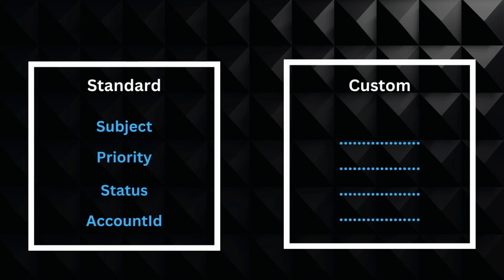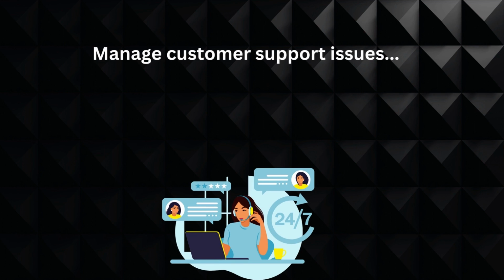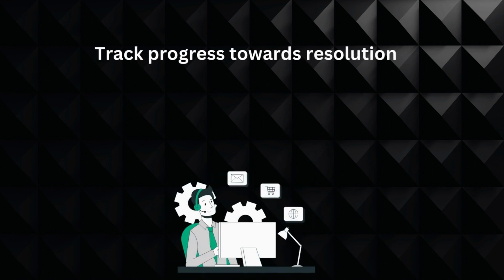Some common data points that are tracked include the case's subject, priority level, status, and the customer or account it is associated with. Additional fields can be added and customized to meet the specific needs of a business. The case object is a key part of the Salesforce platform and is used by customer service teams to track and manage customer support issues.